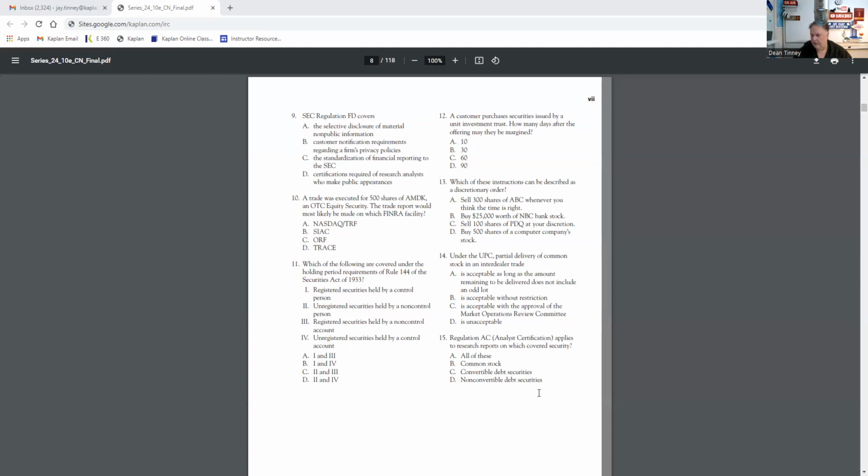Regulation AC, analyst certification, applies to research reports on which covered securities? Well, it's for all of these: common stock, convertible, non-convertible. Now, you will get tested on what are called non-equivalent securities. Make sure you know the difference between convertible debt and equity being considered equivalent securities, and straight debt, and equity and convertibles being non-equivalent securities in terms of research rules.